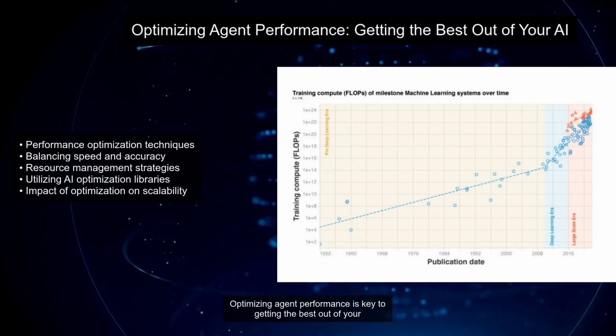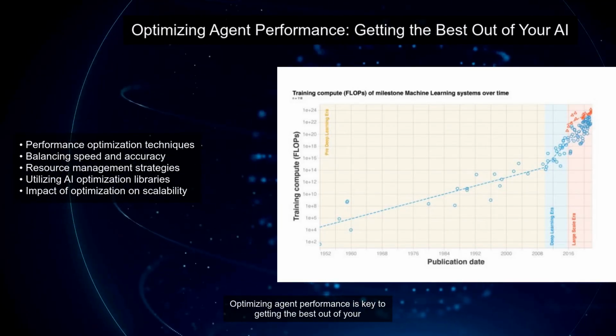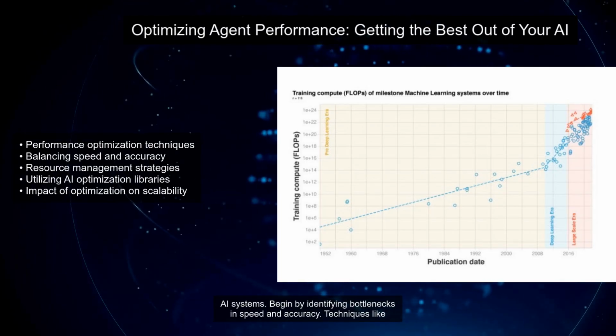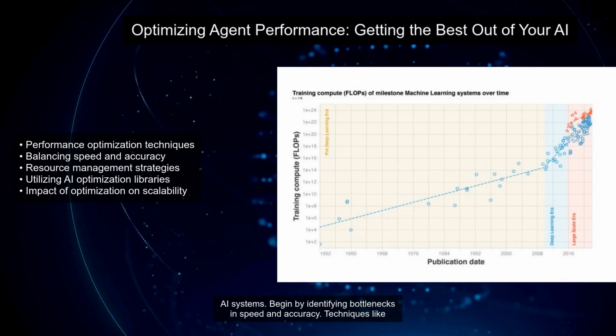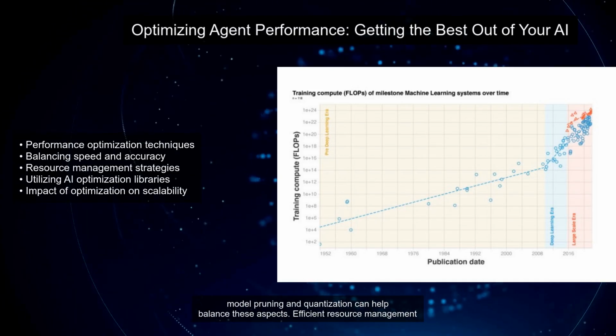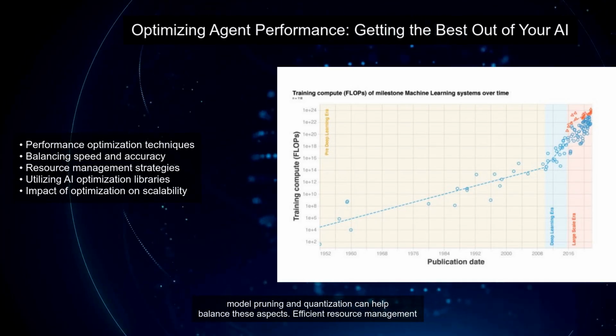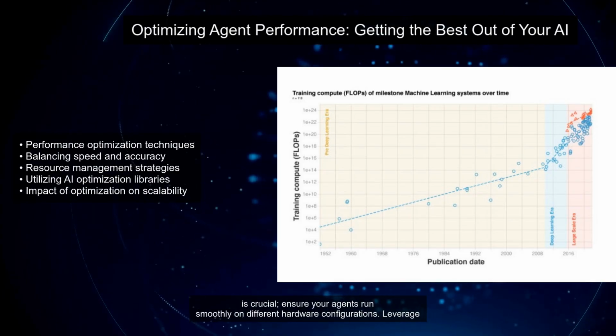Optimizing agent performance is key to getting the best out of your AI systems. Begin by identifying bottlenecks in speed and accuracy. Techniques like model pruning and quantization can help balance these aspects. Efficient resource management is crucial.